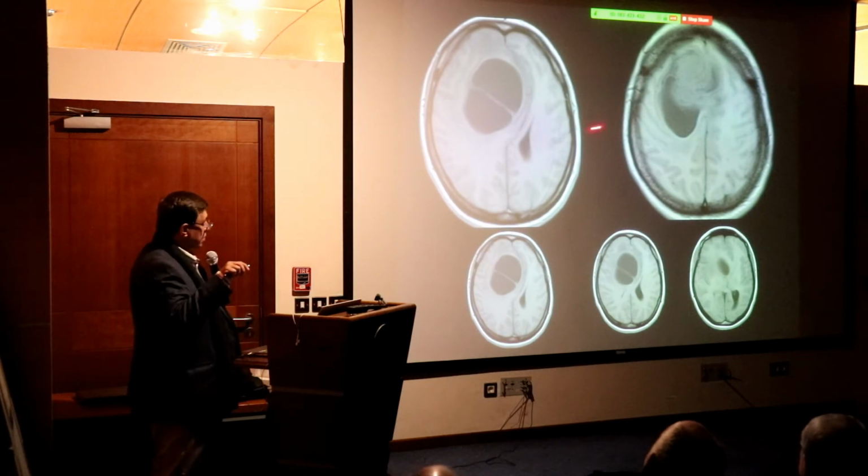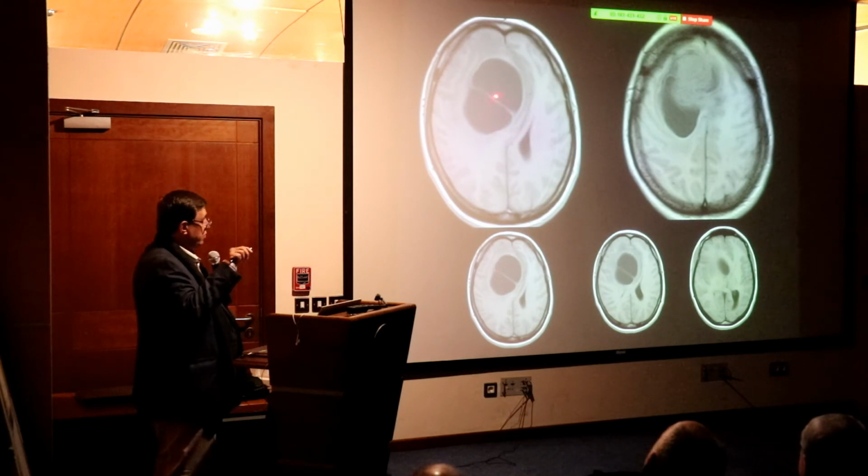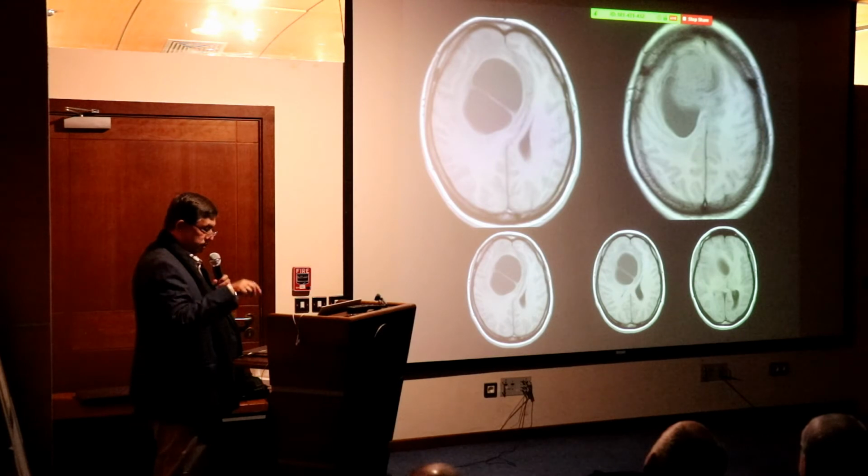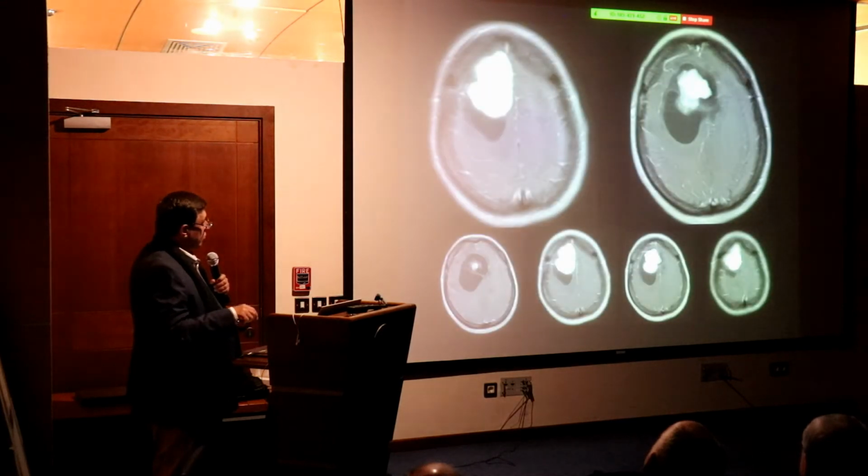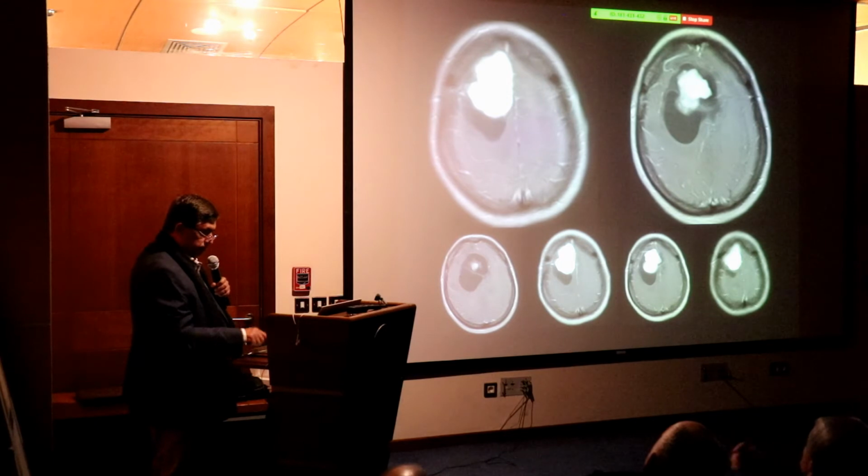So this is the lesion, and you can see the amount of shift. This patient is dying. She is in a stage of herniation. She will die any time. This is major herniation. With contrast, some contrast enhancement with cystic part. But again, you can appreciate the push of midline.